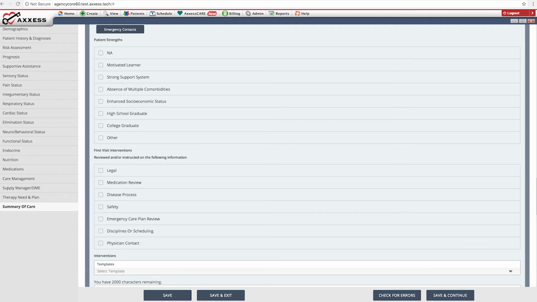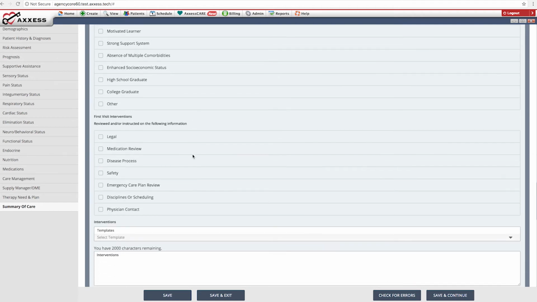Those patients are generally easier to take care of. Are they a high school graduate, enhanced socioeconomic status, college graduate? Those are things that we're able to look at.